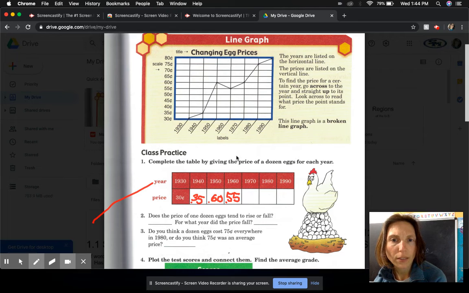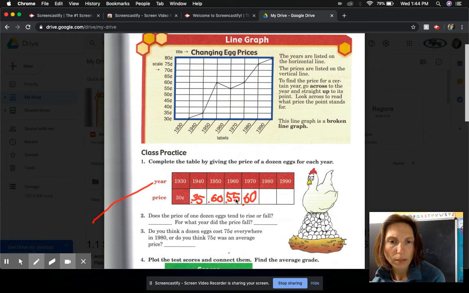In 1970, like I said, go across your horizontal line and then go up your vertical line, and you see how a point was made at 60 cents. So the cost of a dozen eggs was 60 cents in 1970, and so on. So let's look here at our questions. You finish those. Does the price of one dozen eggs tend to rise or fall?